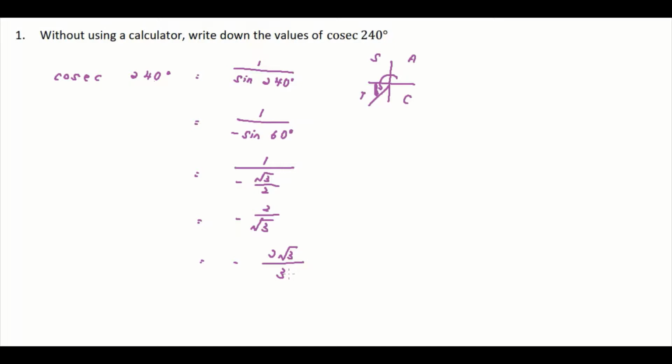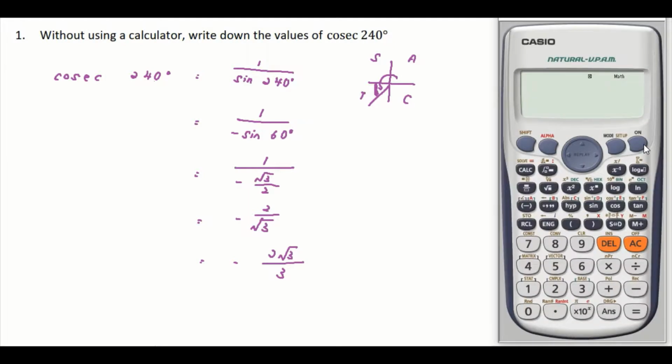So if you want to check it with your calculator, in your working part it shouldn't show that you always use your calculator, but you can always use the calculator to check your answer. When you check with your calculator, please make sure that when you want to press cosecant, it's not equal to shift sine. This and this are totally different things.